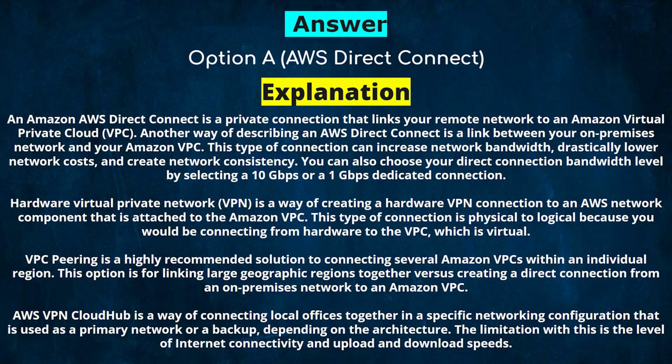VPC peering is a highly recommended solution to connecting several Amazon VPCs within an individual region. This option is for linking large geographic regions together versus creating a direct connection from an on-premises network to an Amazon VPC. AWS VPN CloudHub is a way of connecting local offices together in a specific networking configuration that is used as a primary network or a backup, depending on the architecture. The limitation with this is the level of internet connectivity and upload and download speed.